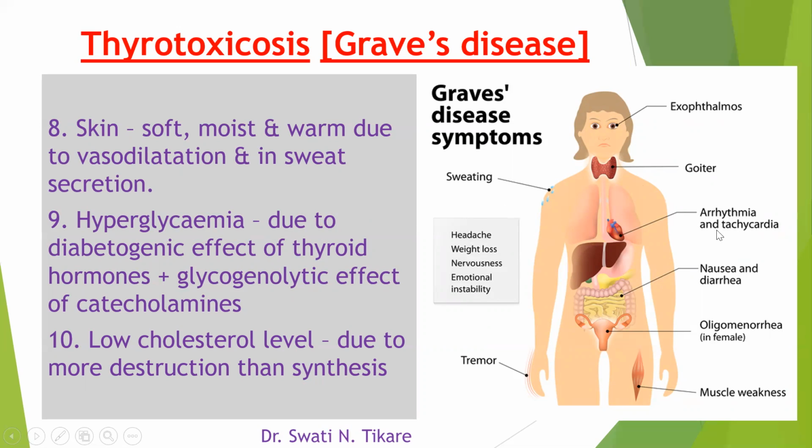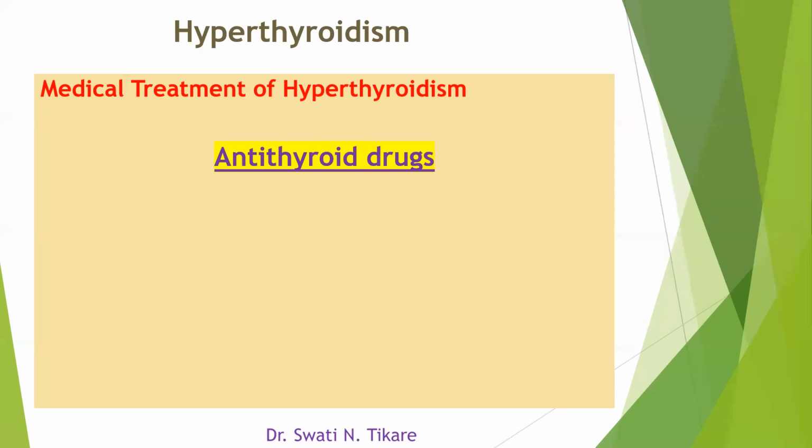Then arrhythmias can be there, and there can be tachycardia. There is diarrhea, increased motility is there, so it can cause diarrhea. And coming to the reproductive system, there is oligomenorrhea. Okay, there is decreased menstruation and fine tremor of the hands. And here also, even with the excess thyroid hormone, there is muscle weakness because proteins are degraded, and because of the loss of protein, there is muscle weakness. These are the features of thyrotoxicosis.